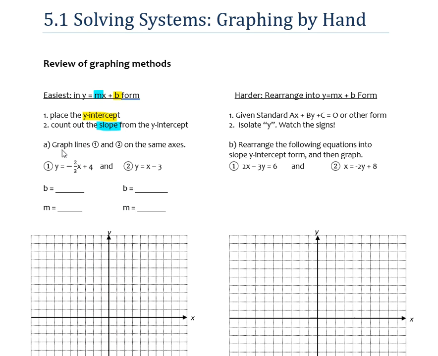All right, let's do that. We're going to graph lines 1 and 2 on the same set of axes here. Let's start with, so step 1 is to place the y-intercept. That's the b. So what is the b value for equation 1? The b value is 4. So my first step is going to be to place the 4 on the graph here. Then my second step will be to count out the slope, and the slope is -2/3.